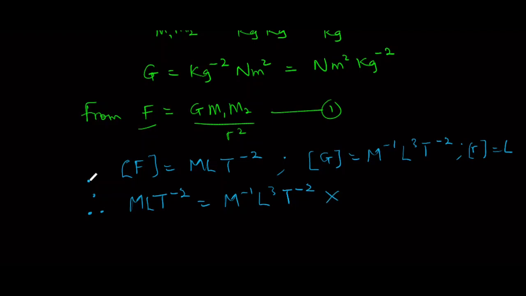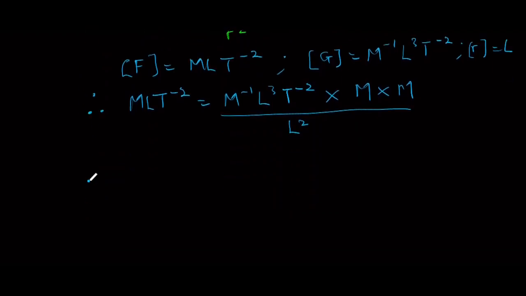multiplied by our first mass, m, then the second mass is also m, over the distance L squared. So let's try to simplify this bunch of parameters we are seeing here. We can start with any one. Let me change the ink.